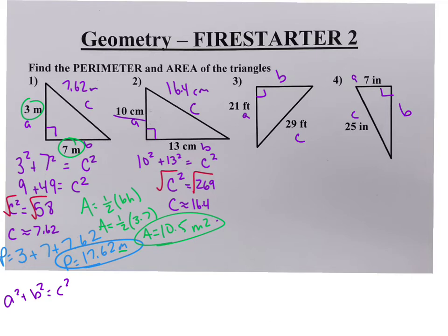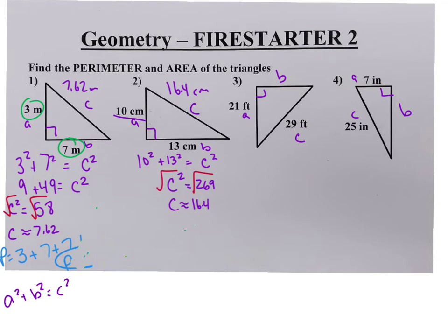So now perimeter is pretty easy. So the perimeter, we'll do in blue again. So the perimeter is going to be 10 plus 13 plus 16.4. That's going to be 23 plus 16.4 is 39.4. It is about 39.4, and don't forget your label, centimeters.